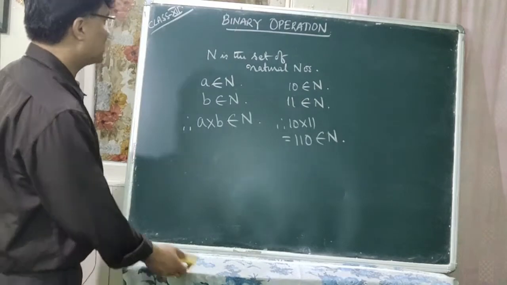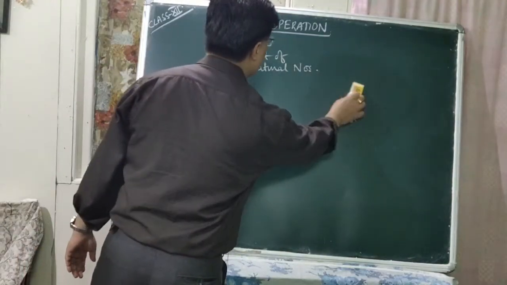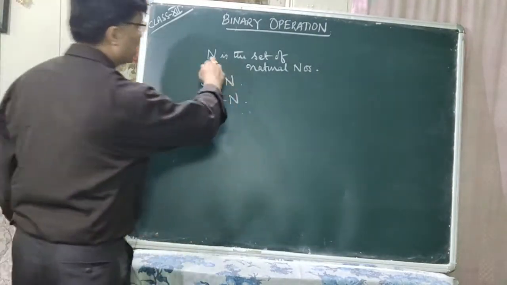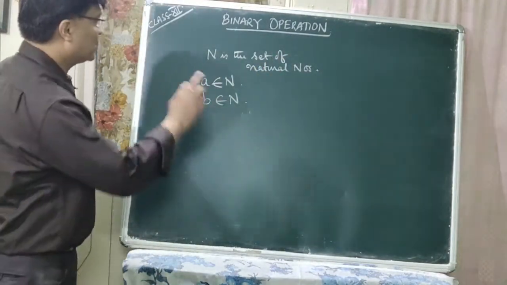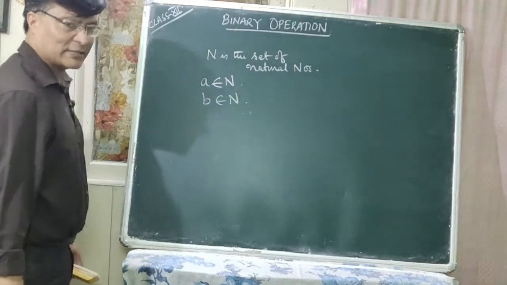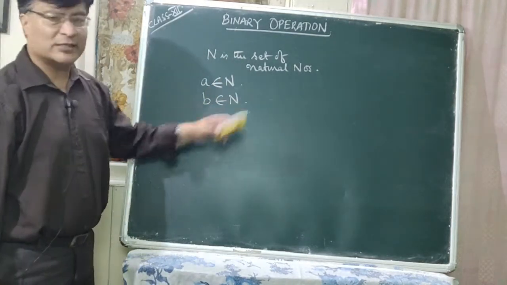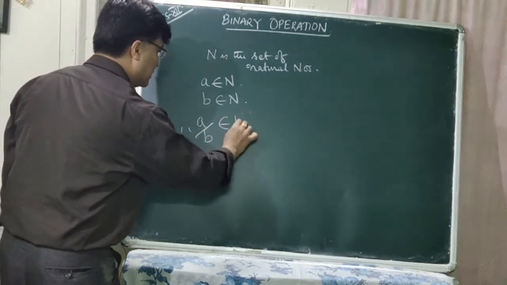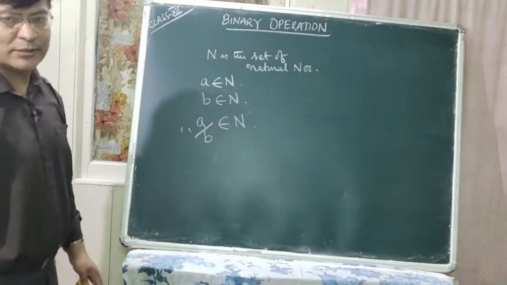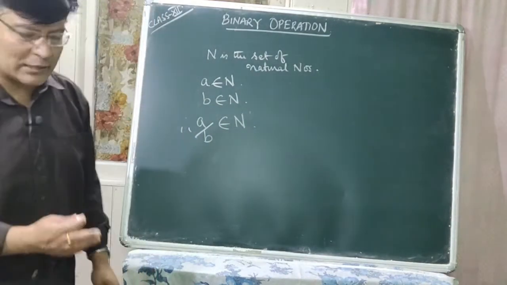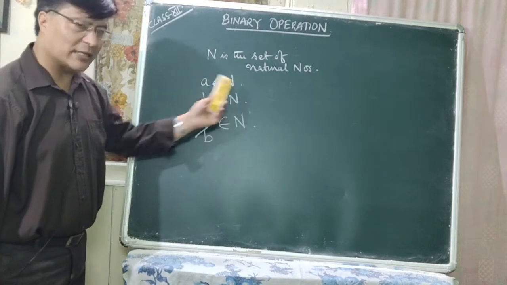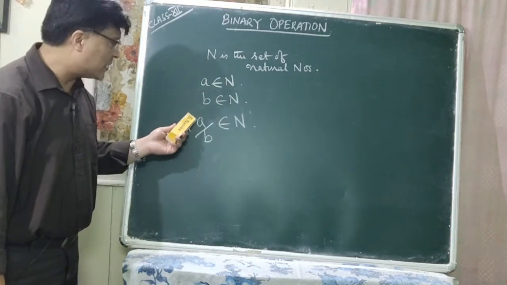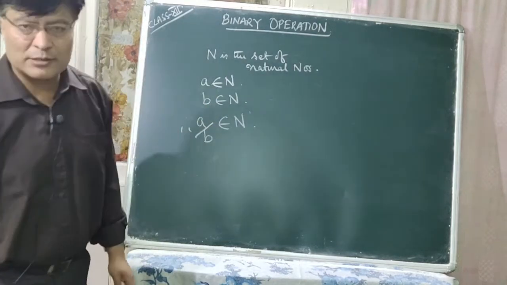Okay. So next example, let us take the division now. Suppose N is the set of natural numbers, and suppose small a belongs to the set of natural numbers and small b belongs to the set of natural numbers. So can you say that A by B belongs to the set of natural numbers? Can you say that if A belongs to the set of natural numbers and B belongs to the set of natural numbers, then A by B belongs to the set of natural numbers?